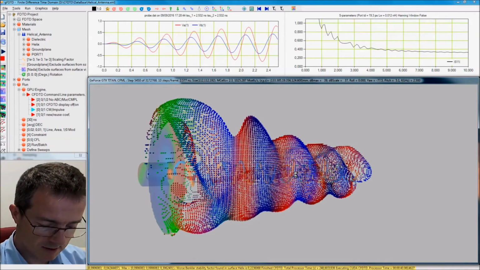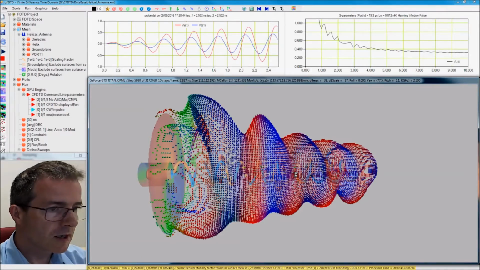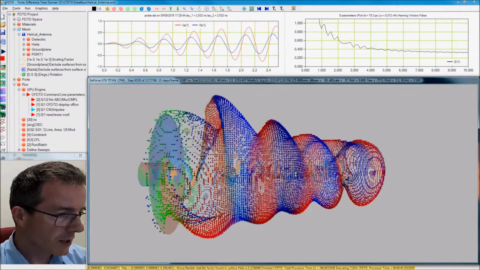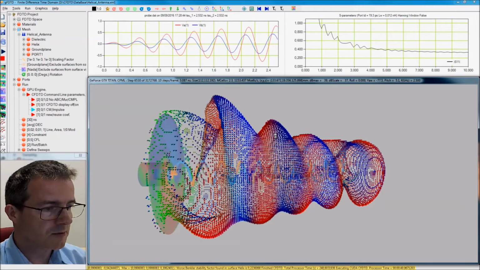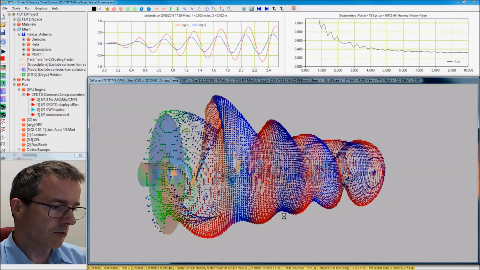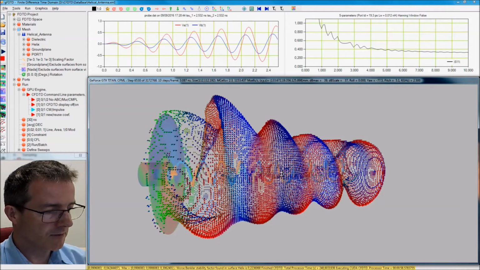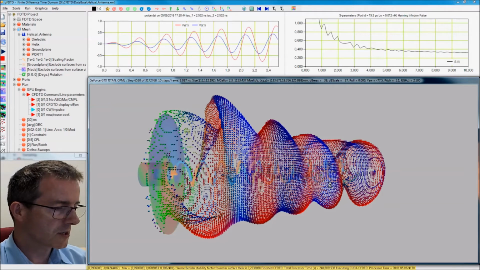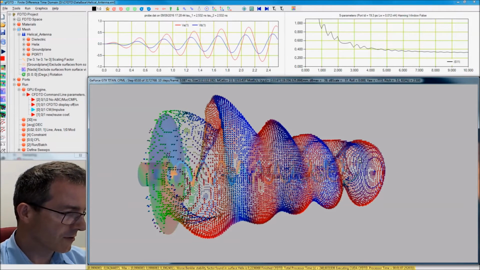Towards this end here, we're seeing a rotation. Because this is circular polarization, we should see the field rotating basically as time progresses. The field is rotating, the polarization of the field is rotating, and it should be giving us an almost perfect circular polarization. Obviously when it's reflected from the end, that's going to disturb that somewhat.